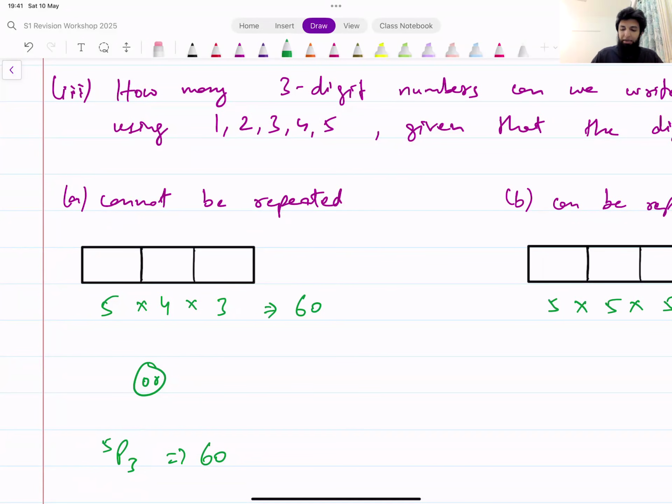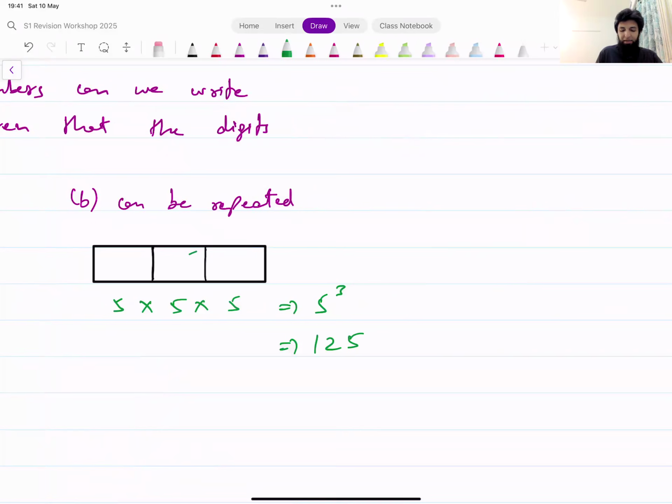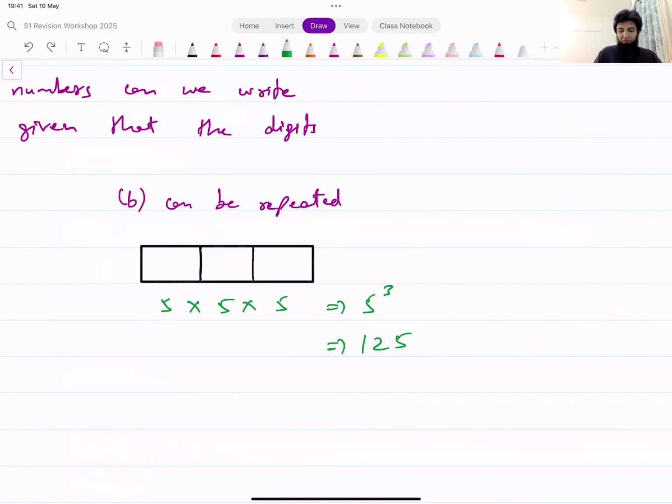Okay. If the digits can be repeated, then for the first box, we have 5 options. For the second, we've got 5. For the third, we've got 5, because the same number could come again and again as well. And the total number of arrangements turns out to be 125, and that's your final result from this.